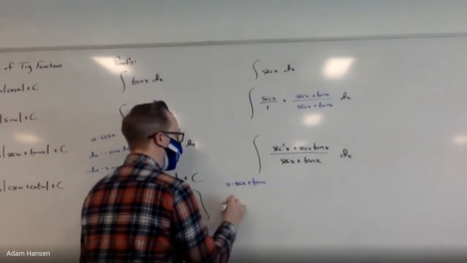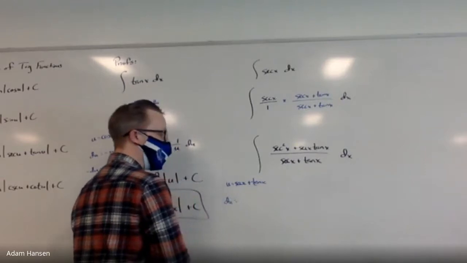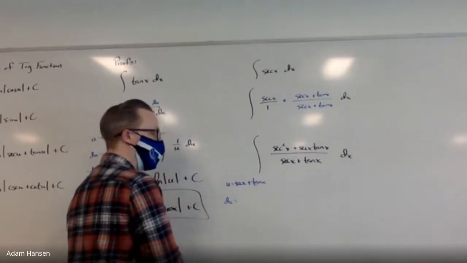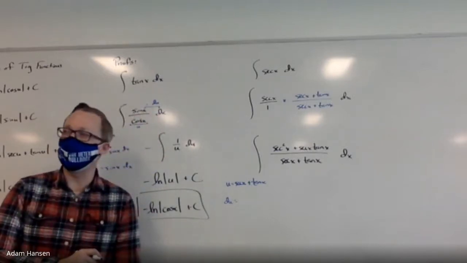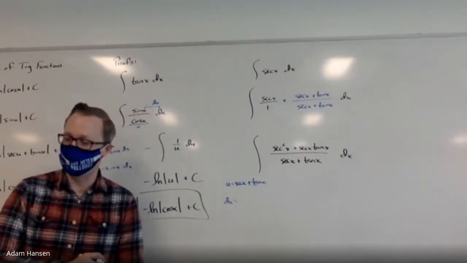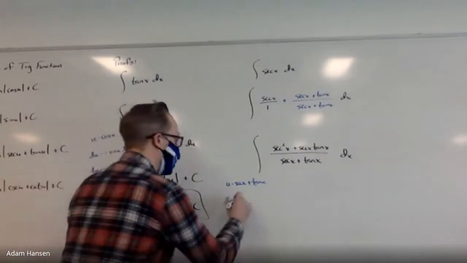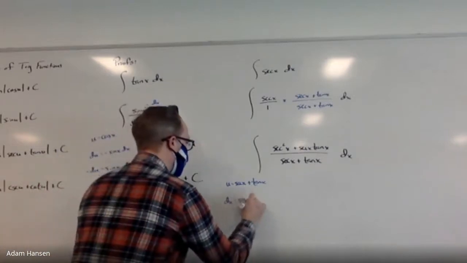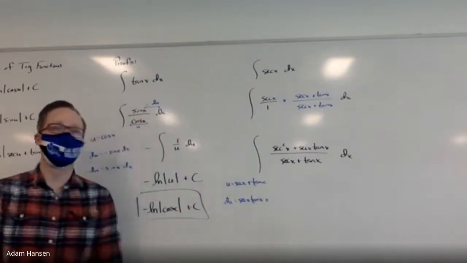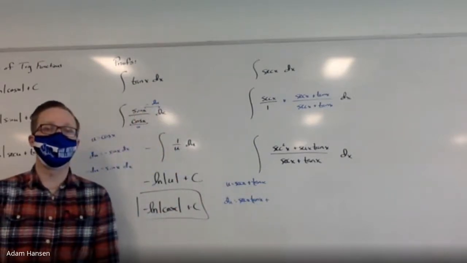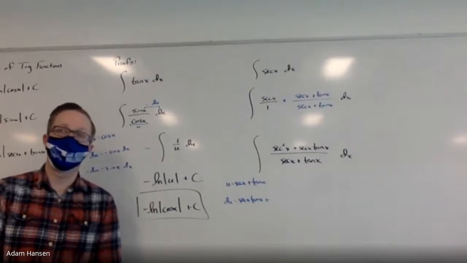So therefore, du would be the derivative of secant x plus the derivative of tangent x. We're back from first semester. Look at your formula sheet. What's the derivative of secant x? So secant x tangent x plus, what's the derivative of tangent x? Secant squared x.